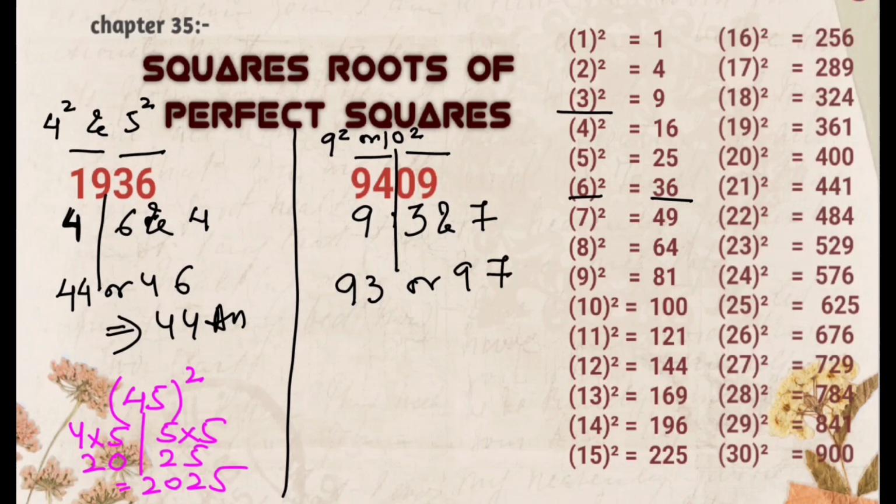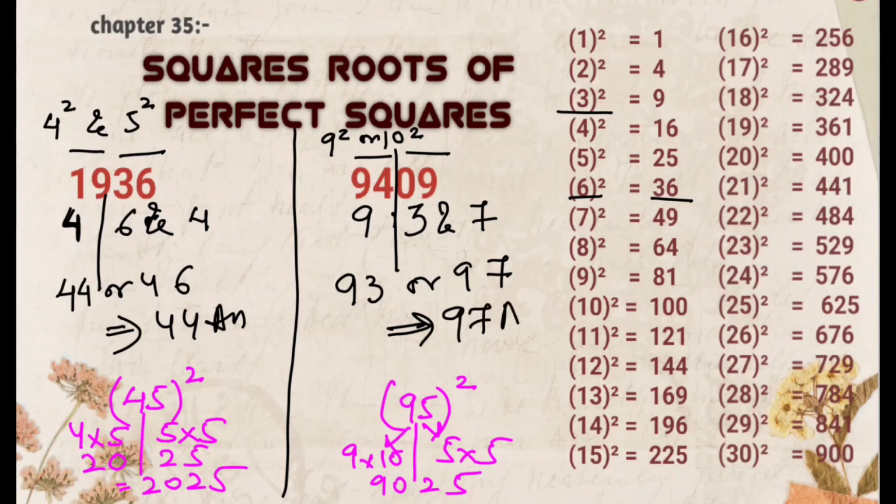Now here also we'll take the square of the middle number, that is 95 square, and find out the answer. So make a partition, 9 multiply by 10 and here 5 multiply by 5. So 9025. Since we know now 9025 is smaller than 9409, the number has to be bigger. So the final answer is 97.